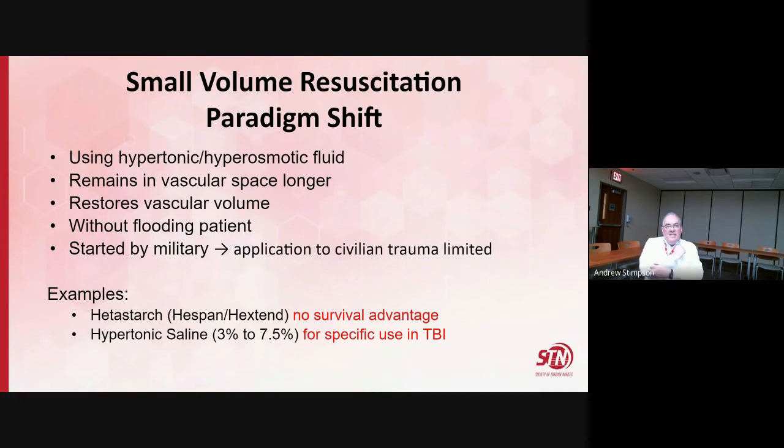So the small volume resuscitation, this has been a paradigm shift over the last decade or two. In the military, they used hypertonic and hyperosmotic fluids. At least in theory, some of those stayed in the vascular space longer. Again, it's got limited application in the civilian population. Hetastarch, which we used to use, has got no survival advantage in trauma patients. And hypertonic saline, the 3 or 7.5%, are really for specific uses in traumatic brain injury patients.